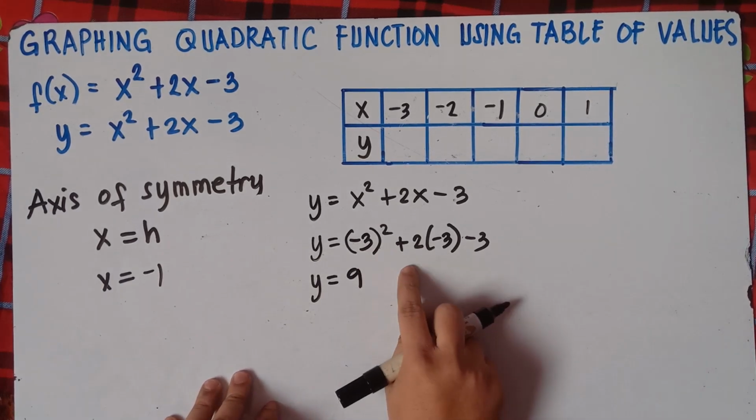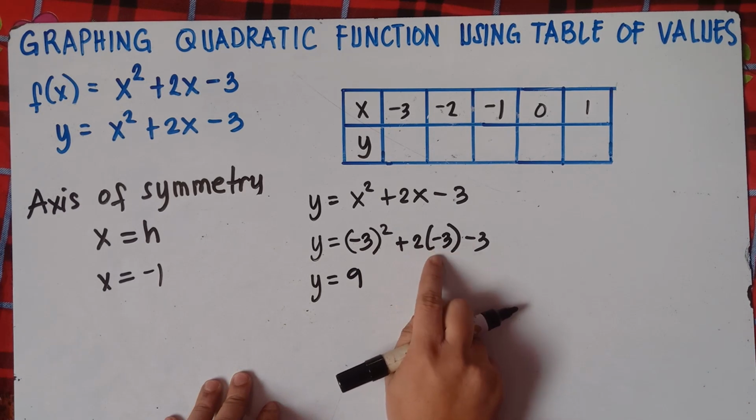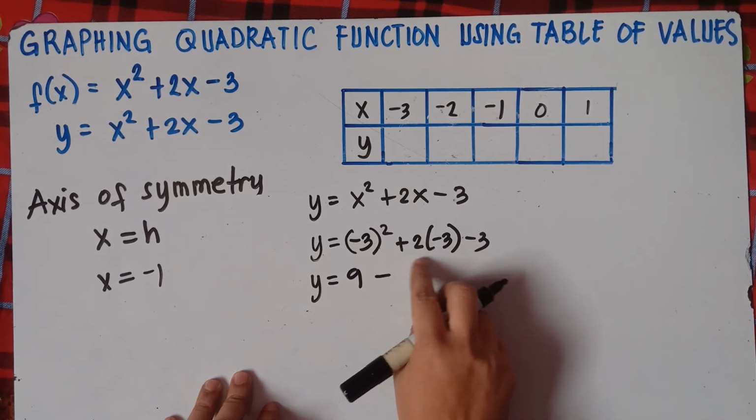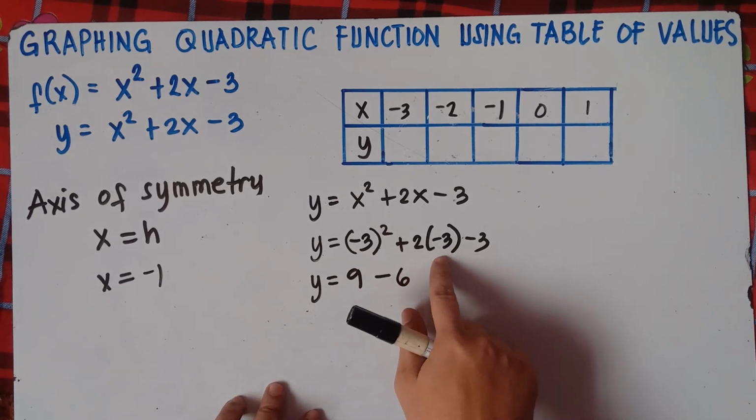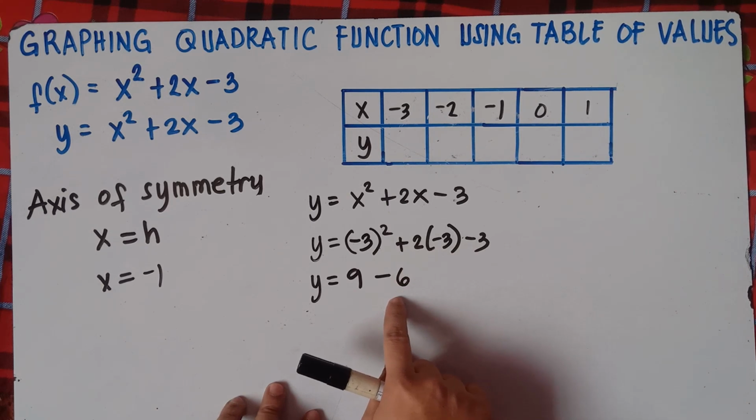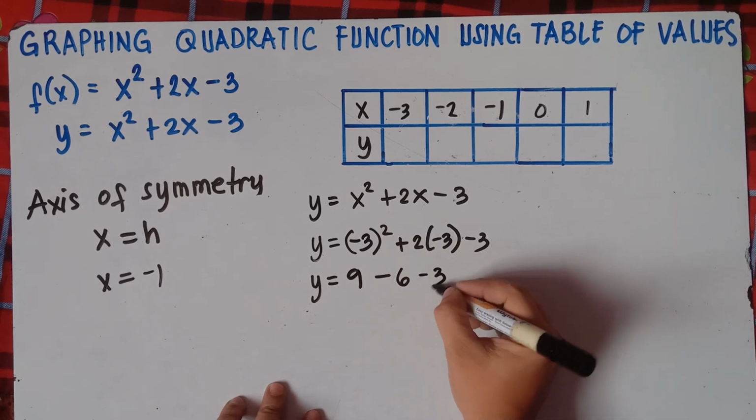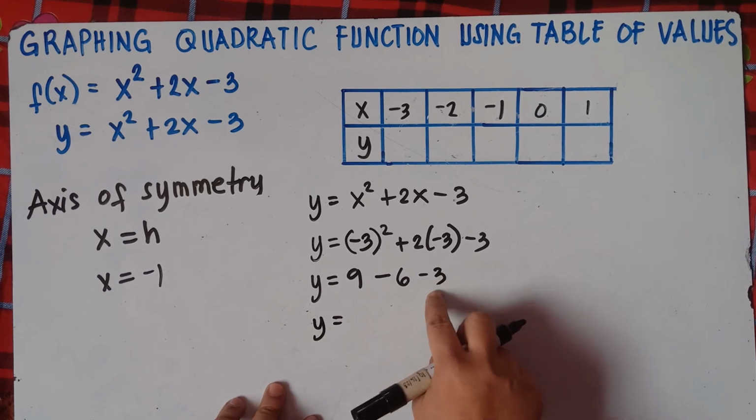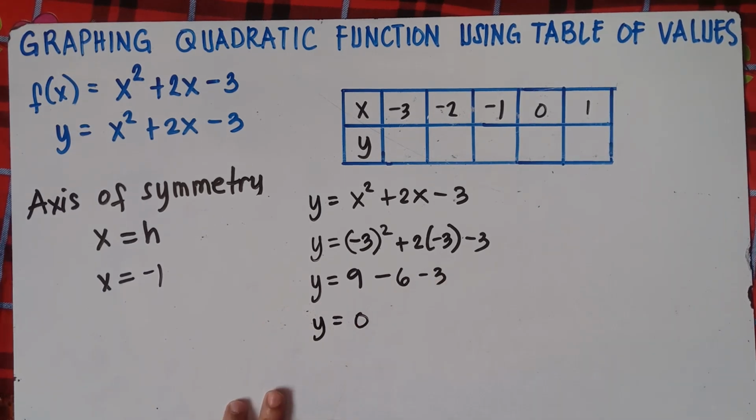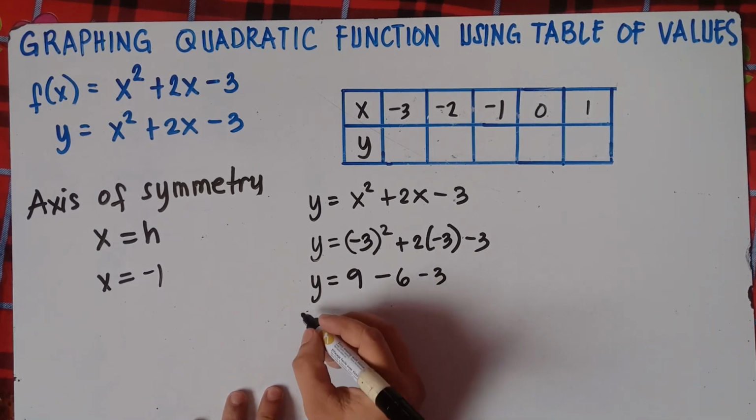Then positive 2 times negative 3. Positive times negative is negative. 2 times 3 is 6. Once again, class, if you are multiplying unlike signs, the answer is always negative. So positive times negative is negative. 2 times 3 is 6. Then minus 3. So this will be 9 minus 6 is 3. Minus 3, that would be 0. So y is equal to 0.